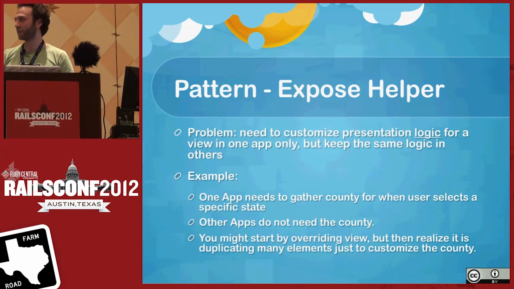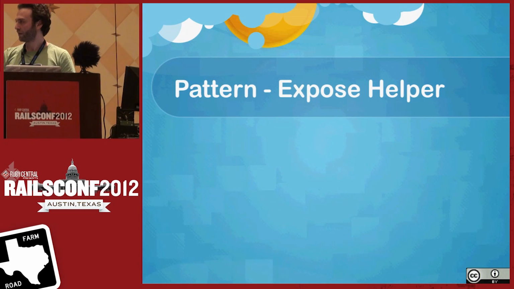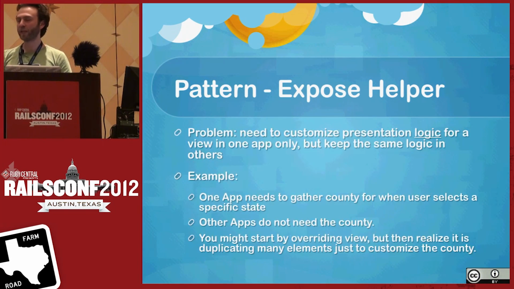An example is, say you need to gather the county when the user selects a specific state, or there are better examples than that actually, but let's just imagine any sort of logic that you might be doing in the view which you've extracted to a helper, or which you will extract to a helper. You could override the view in the app that's consuming the engine and change that logic if you want. That's one way of dealing with the problem. But if you do that, you end up with some duplication, kind of like what we saw before when I showed you a view overriding another view.